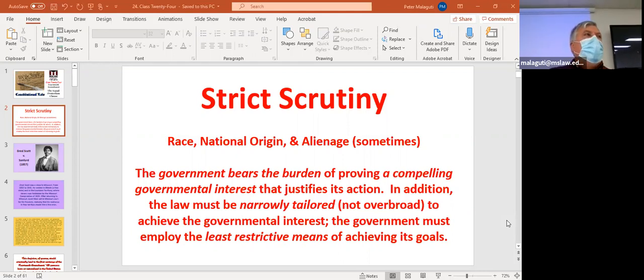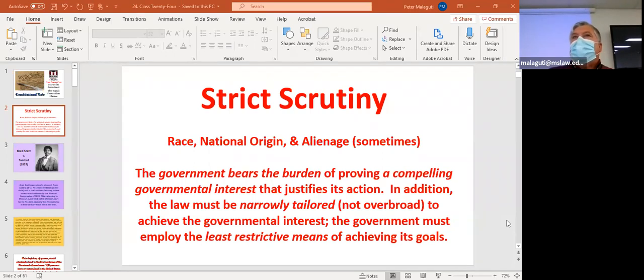The other time we use strict scrutiny is when there has been a history and tradition of discrimination. America's original sin is race, slavery, and racial discrimination. That is what we've had from the beginning and continue to struggle with until this very day. So that's obviously got a long, troubling history of discrimination in regard to race. The same is true for national origin, and the same is true with alienage.